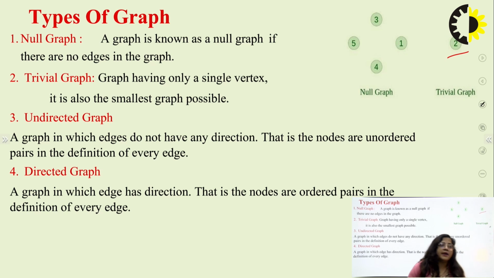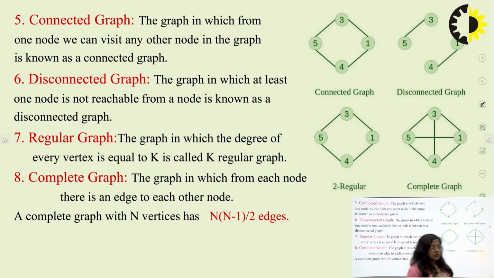Next is the undirected graph. The undirected graph is the same as I discussed in my previous slide: a graph in which edges don't have any direction is called an undirected graph. And a directed graph is a graph in which edges have a direction. These are some other types.